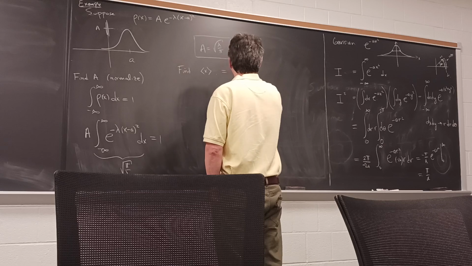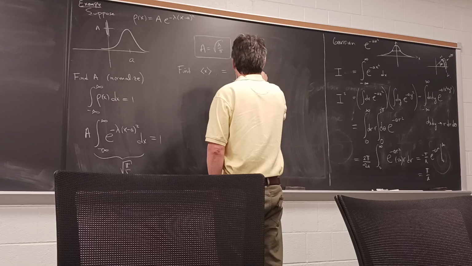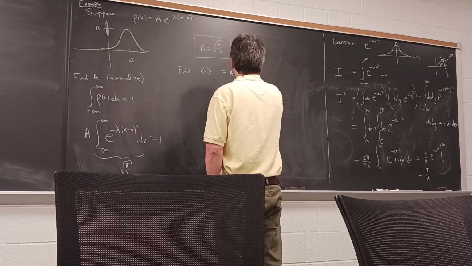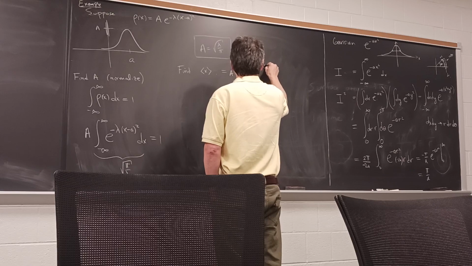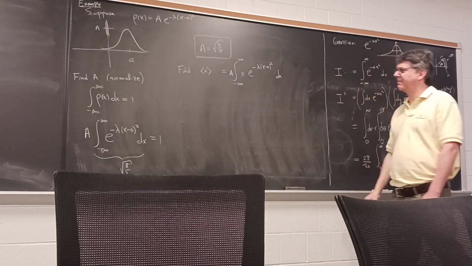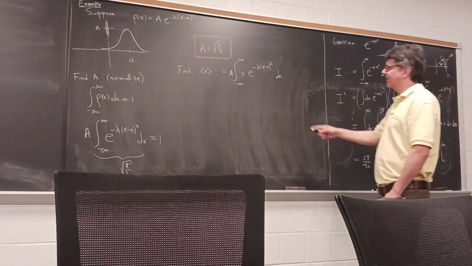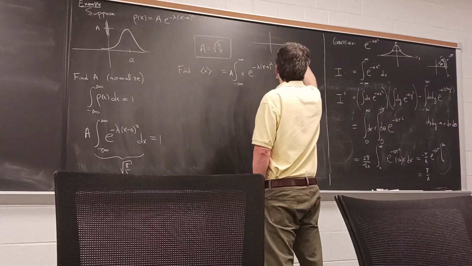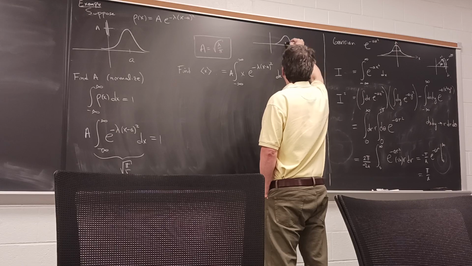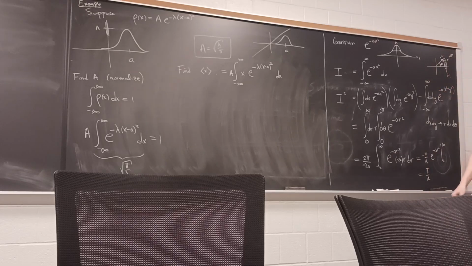But this is the integral from minus infinity to infinity of x times A e to the minus lambda (x minus a) squared dx. So would it be 0 for the same symmetry reasons? Well, consider the integrals now. I've got this function that's shifted over by a, and then I've got this function, and I have to multiply them. Does it go to 0? No, because it's not symmetric about the y-axis. Right.